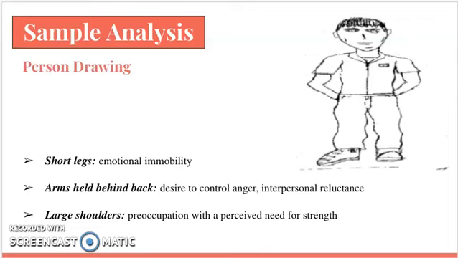And finally, we see this person's person drawing, in which we're seeing a possible reflection of emotional immobility with the short legs. We see the arms are specifically positioned behind the back, which might indicate a desire to control anger, interpersonal reluctance. And then we see large squared out shoulders, which indicates a preoccupation with the perceived need for strength.